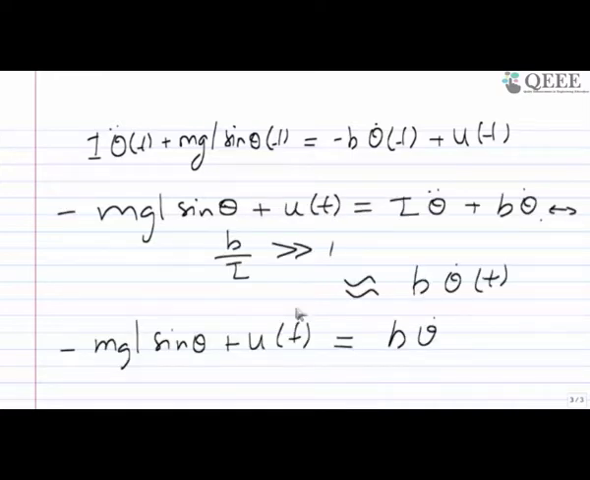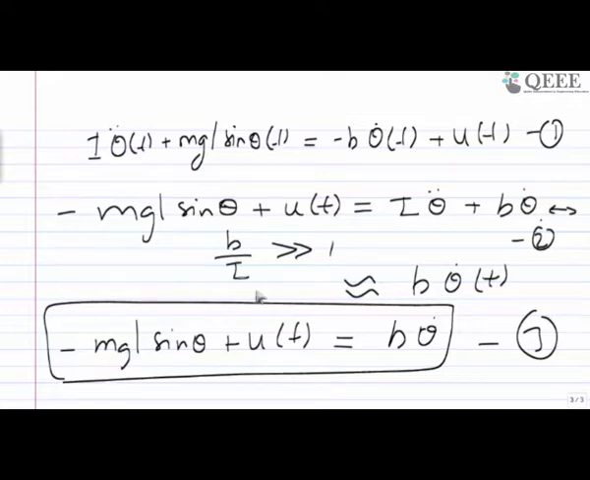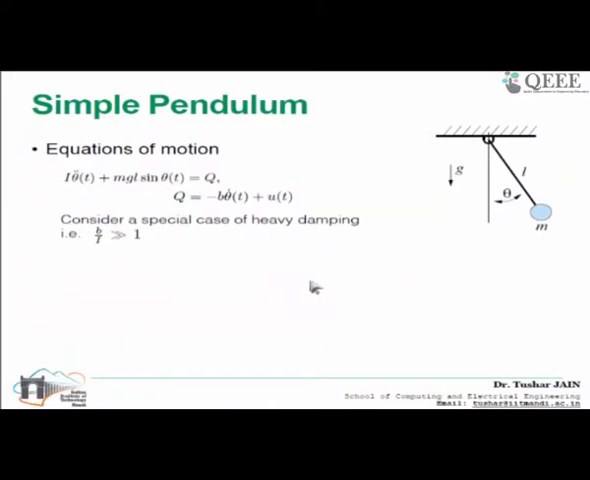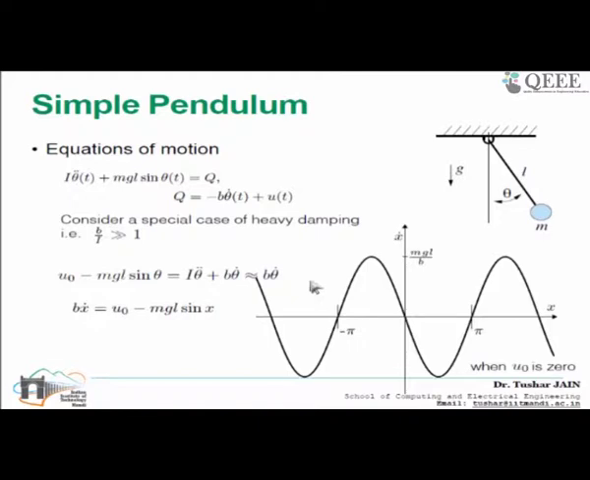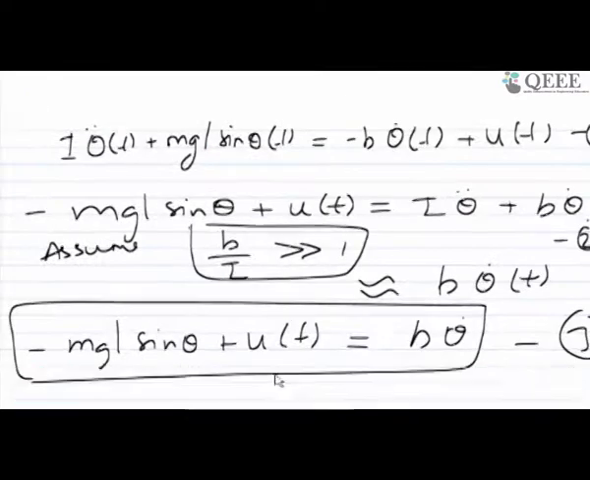So this is the single equation which defines the equation of motion under the special case of heavy damping, our assumption. This single equation defines the motion of this pendulum under this special case of heavy damping. So that is the final equation we have seen there. Now, let's first visualize what has been done in this equation.